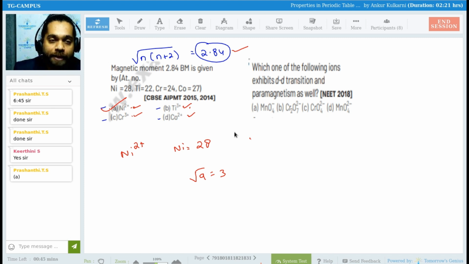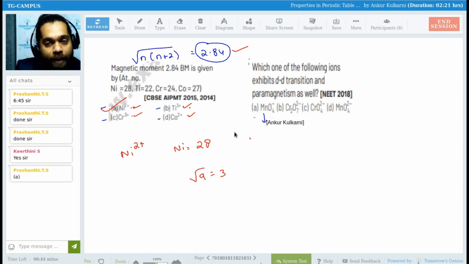Paramagnetism. What do we mean by paramagnetic? Yes, correct. It should have unpaired electrons. That is the basic necessity of paramagnetism.